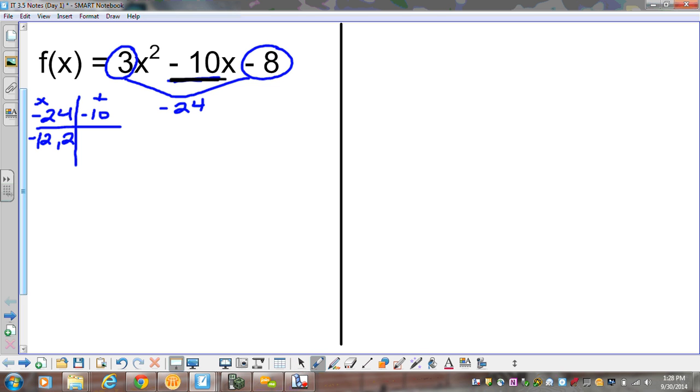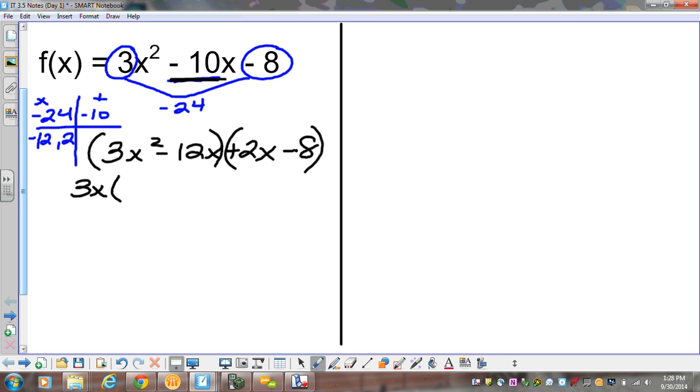Now the next step, guys, is I'm going to rewrite my function, but instead of using -10x, what am I going to replace it with? -12x and 2x. Good. So I'm going to have 3x squared minus 12x plus 2x minus 8. It is magical. I know it is. What's the next step? Group it. I'm going to group my first two and group my second two. Now, what can I factor out of that first group? 3x, good. What am I left with? x minus 4. What can I take out of my second group? 2. I'm left with x minus 4.